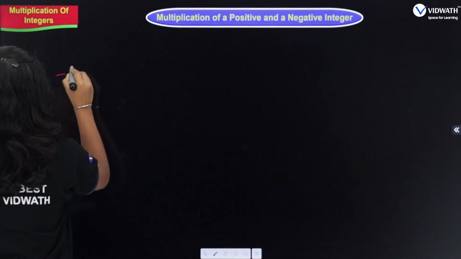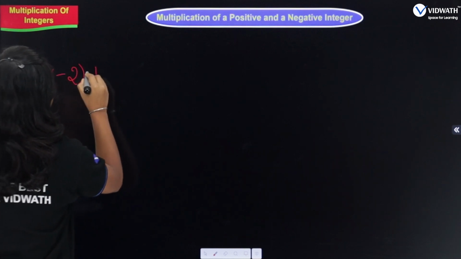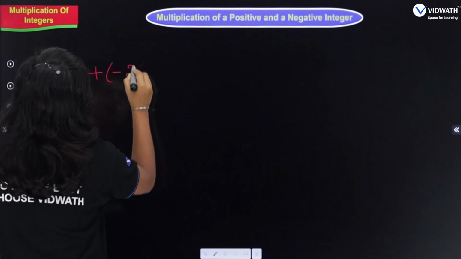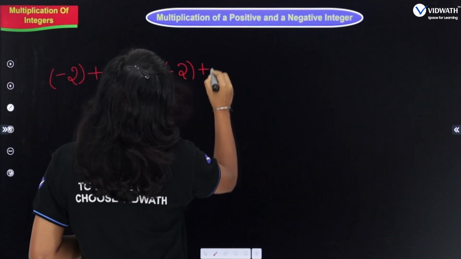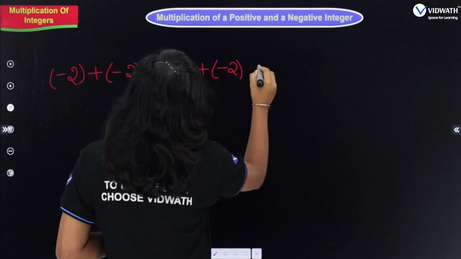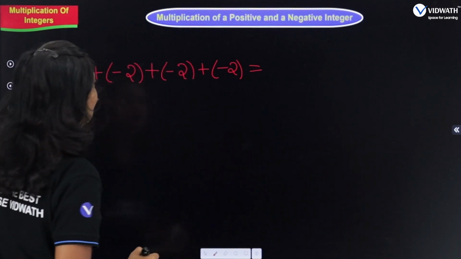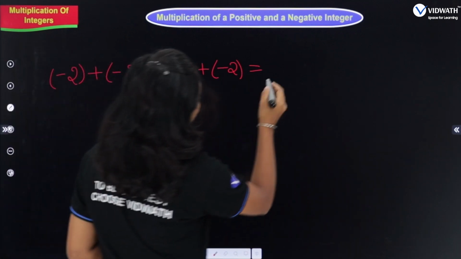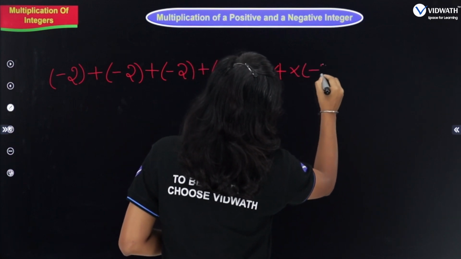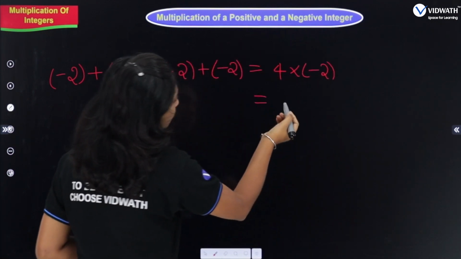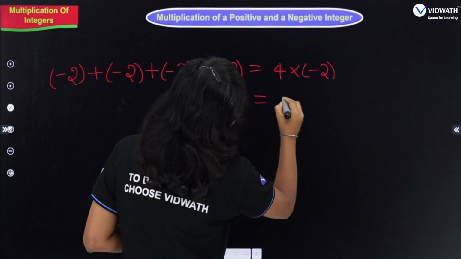If I add minus 2 plus minus 2 plus minus 2, that is, I have added minus 2 four times, right? I can also write this as 4 times minus 2, which is equal to, plus into minus is minus, 8.